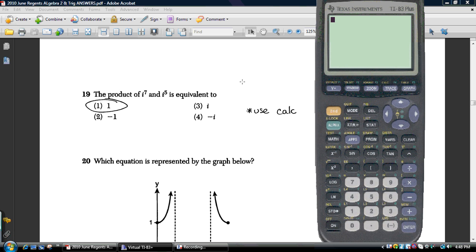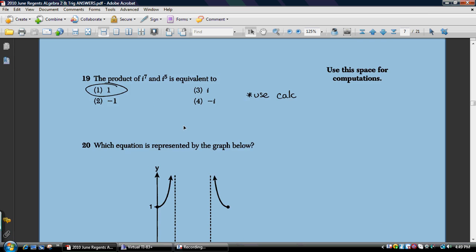And so here it is. Here's how we're going to plug it in. Hit the math button, go over to number, go over to the i part, and then inside the i part, do whatever you want with the i's. It won't make a difference right there. i to the 7th times i raised to the 5th. The answer is just 1. There you go. That's how you use your calculator. i part, baby. i part.